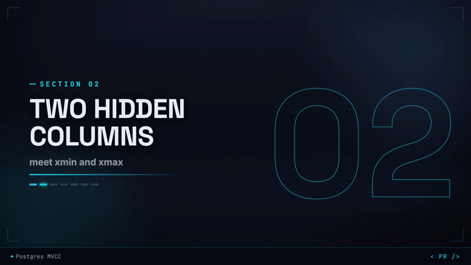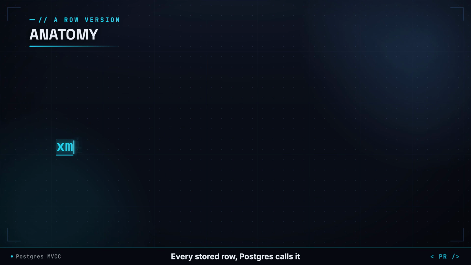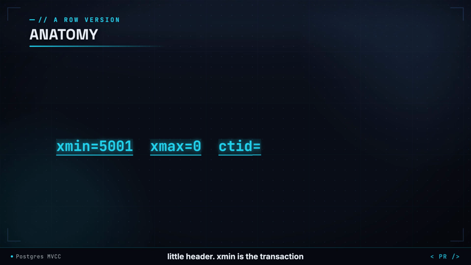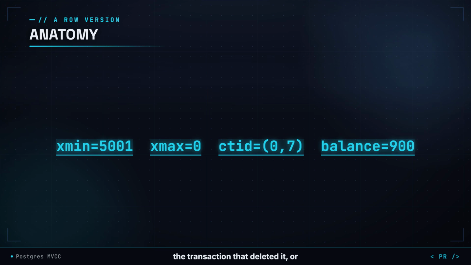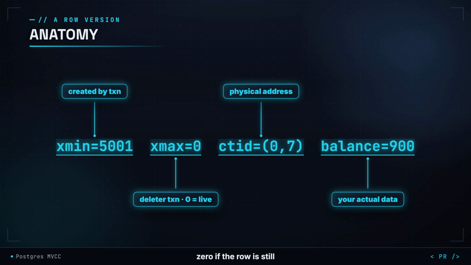To pull this off, every single row in Postgres carries two numbers you've never seen. Time to meet xmin and xmax. Every stored row, Postgres calls it a tuple, rides around with a little header. Xmin is the transaction that created this version, xmax is the transaction that deleted it, or 0 if the row is still alive. Then a physical address, then finally your actual data. That's 23 bytes of bookkeeping stapled to every row you own.